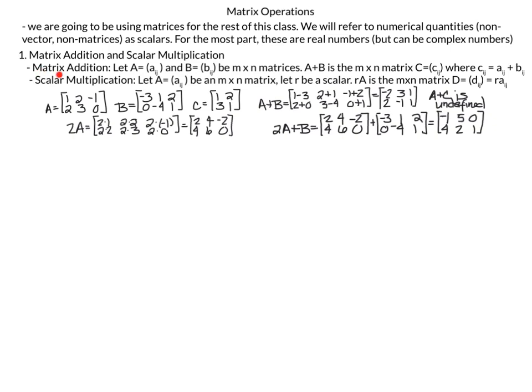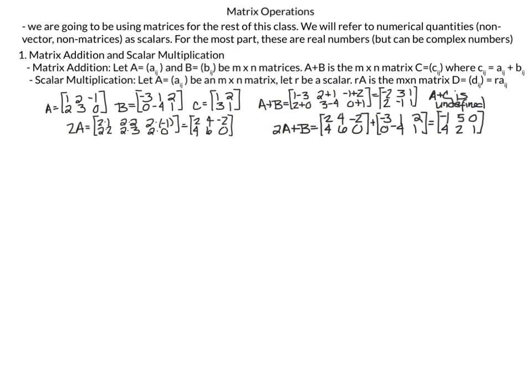Next, we have scalar multiplication, so multiplying a matrix by a scalar, such as the number 2, for example. If A is our a sub ij and it's m by n, and r is a scalar, then rA is the matrix D, the same size, which is just every component of A multiplied by r. So here we have A, we multiply by 2: 2 times 1, 2 times 2, 2 times negative 1, and then going to the second row, 2 times 2, 2 times 3, and 2 times 0. So our resulting matrix will be 2, 4, negative 2, 4, 6, 0.